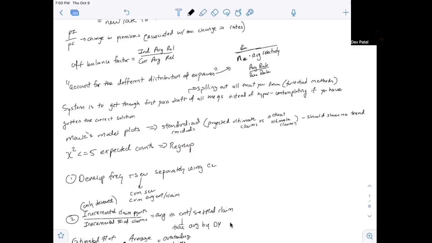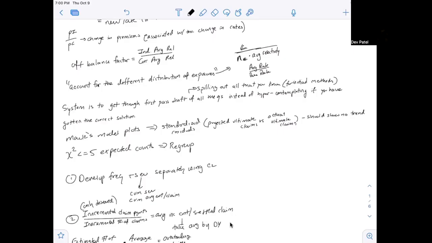Mack model plots have been common in recent history, but you want to know that standardized residuals represent the difference between the projected ultimate claims and the actual ultimate claims. Those residuals should show no obvious pattern or trend.